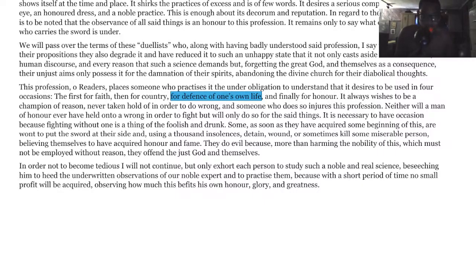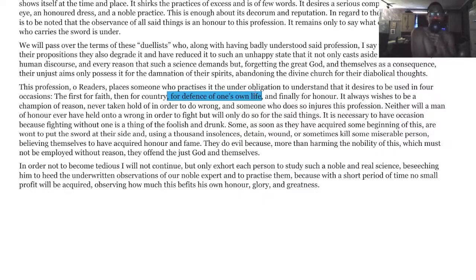But this is the true way. This is the only valid reason to use force in society, dude: in defense of life, liberty, property. And finally, for honor. No, we take honor out. So I guess, in the end, all of these reasons to exercise force and the use of swordsmanship are bad. The only good way to use it is for defense of one's own life.